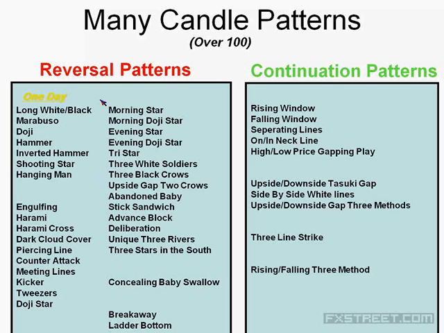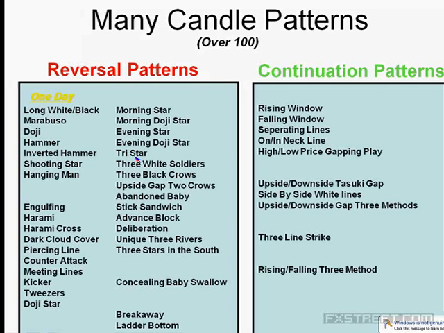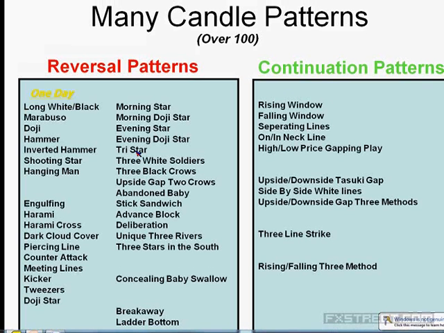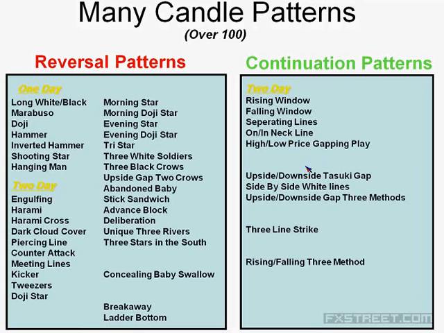So for example, this list is the one-day category, the family of one-day patterns. Everyone clear on that? A long candlestick, Marubozu, Doji, hammer, inverted hammer, shooting star, hanging man. Everyone okay on the point that I'm making? So this list here, which I'm circling with the mouse, is a list of one-day patterns. Then we move on to two-day patterns. Two-day patterns, so you can see here, engulfing, harami cross, dark cloud cover, and so on. Continuation patterns: rising window, falling window, separating lines. Everyone with me? Okay, and then finally we have 3-day patterns, 4-day patterns, even 5-day patterns.